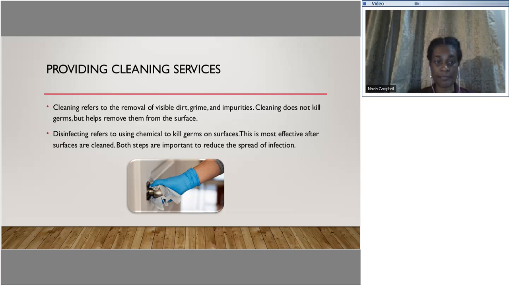If you have any of the above responses, then you are correct. Cleaning is indeed the removal of visible dirt, grime, and impurities. Cleaning does not kill germs, but helps to remove them from the surface, while disinfecting refers to the use of chemicals to kill germs on surfaces. This is most effective after surfaces are cleaned. Both steps are important to reducing the spread of bacteria and infections.